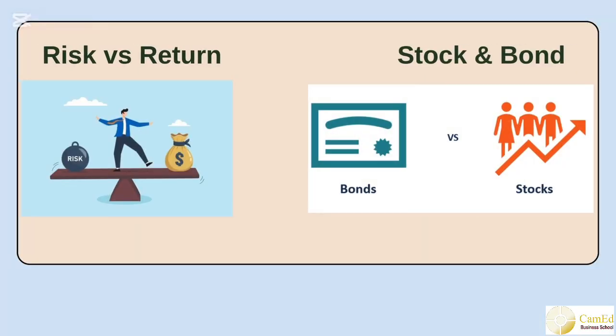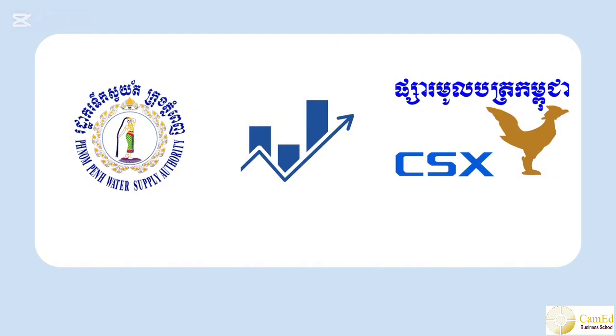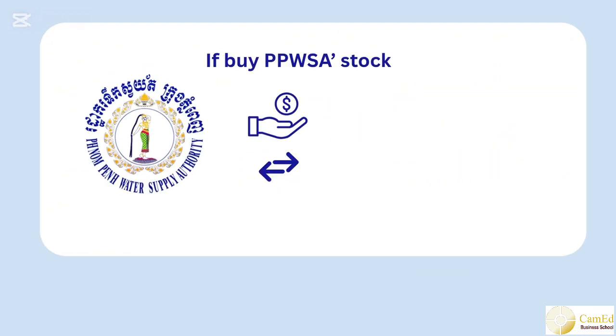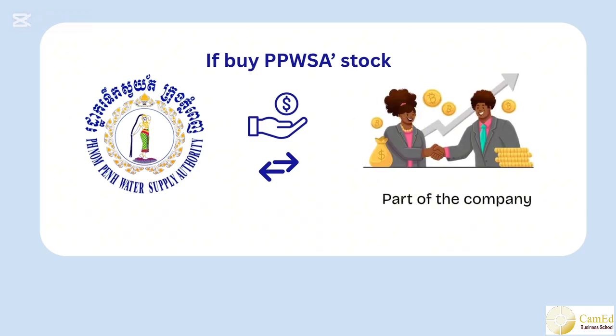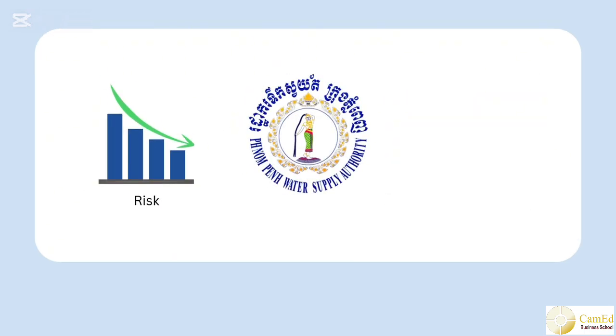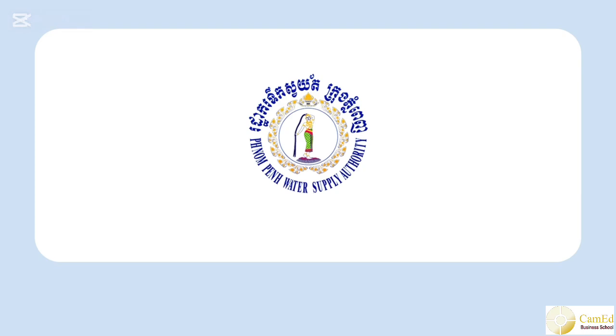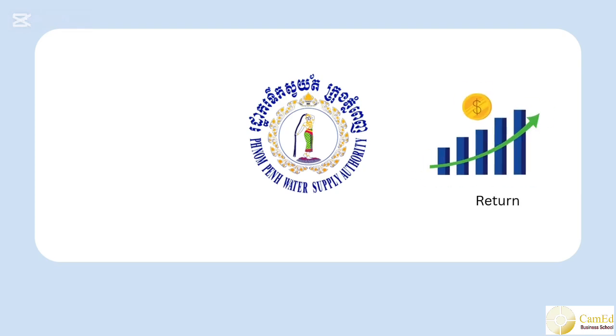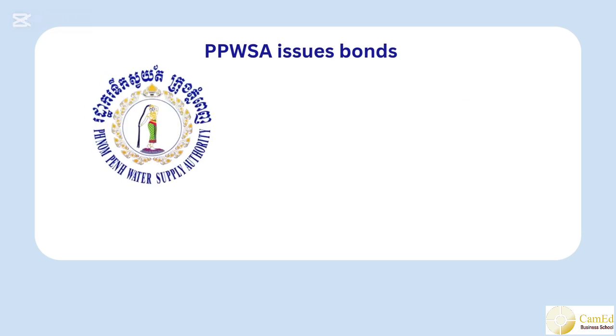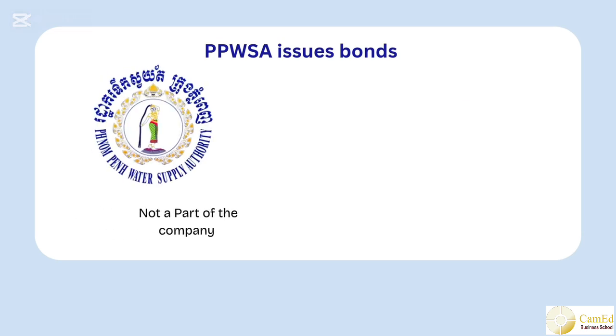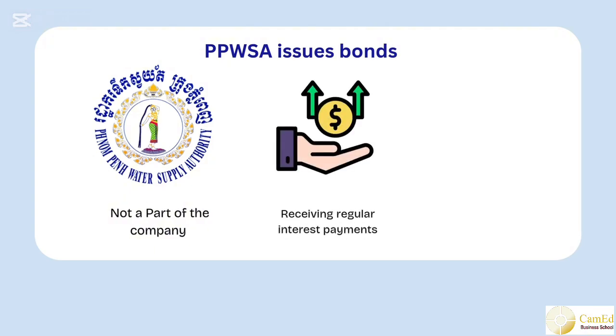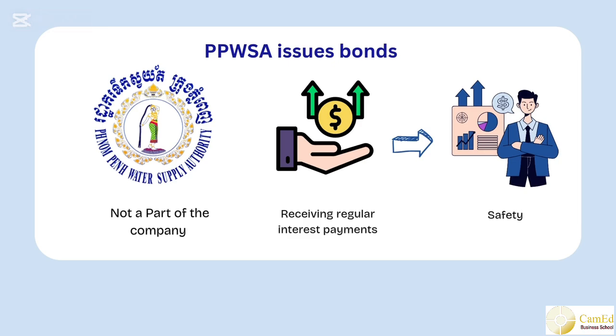Let's quickly understand the concept of risk versus return in stocks and bonds. As we know already, PPWSA stock is on the Cambodia Securities Exchange. If you buy PPWSA stock, you are actually buying part of the company, so your return depends on the company's performance. If the company underperforms, the stock price may fall, and that is your risk. But if the company grows and earns more profit, the stock price may go up and you make money from the return. Let's say PPWSA issues a bond instead. That means they are borrowing money from investors like you. It means you don't own a part of the company, but you receive regular interest payments. So it's safer because returns are fixed and predictable, but your earning potential is usually lower than the stock.